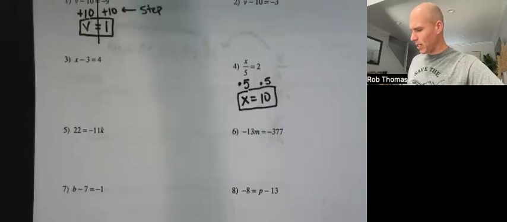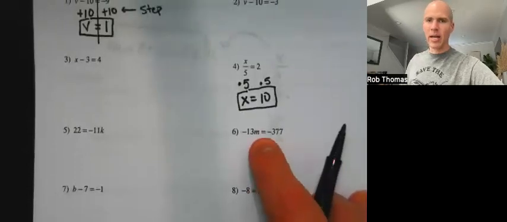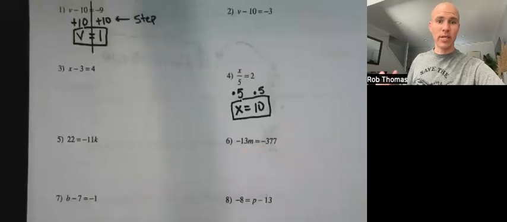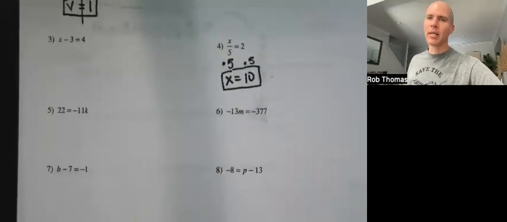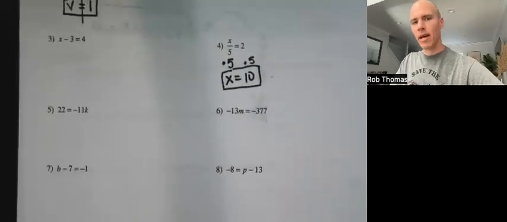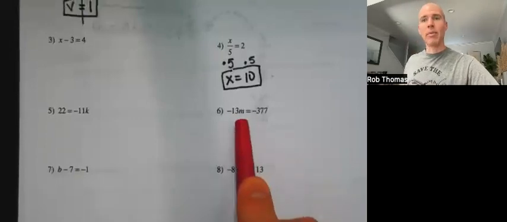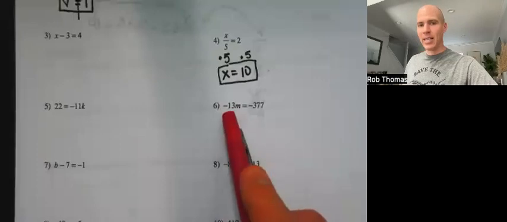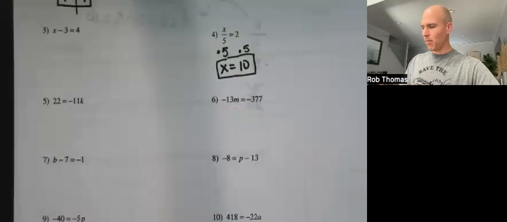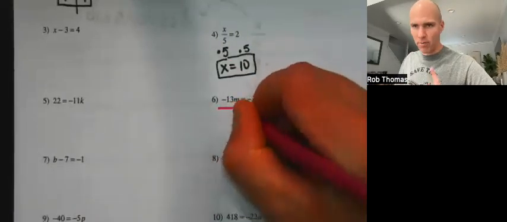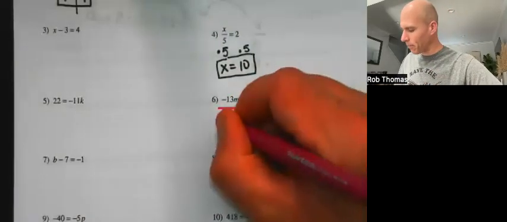All right, how about we skip and go straight down. This one's got some big, ugly negative numbers in it, so let's do this one together. Let me switch colors. It says negative 13m equals negative 377. When I've got a number right next to the variable, that means multiplication. This says negative 13 times my variable m. So I want to undo this multiplication using division. I'm going to divide by negative 13, not negative 13m, just negative 13.